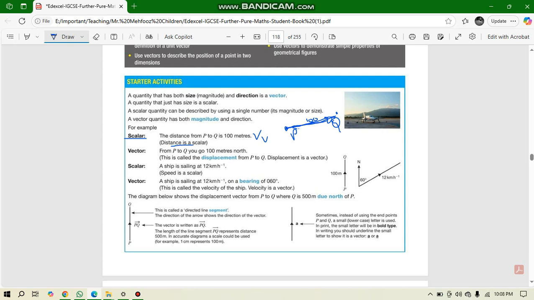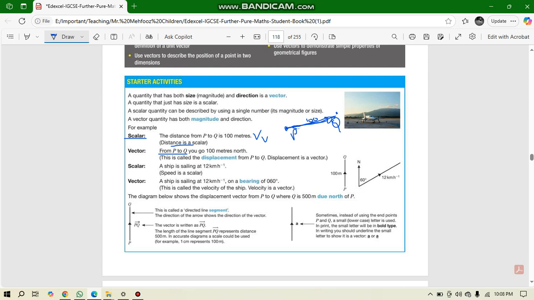Vector, from P to Q. Now here the direction is also mentioned, that is P to Q. You go 100 meters north. This is called the displacement from P to Q, right? So this is called displacement, and displacement has the direction. Okay, displacement is a vector.